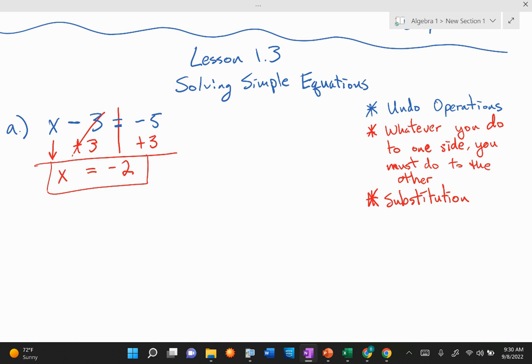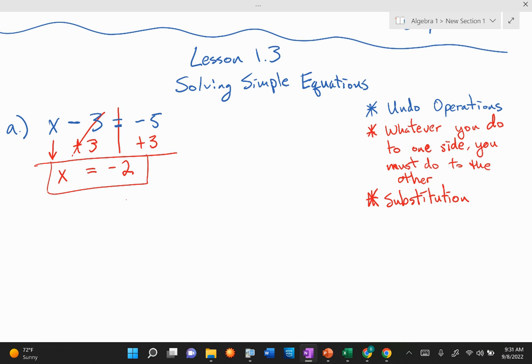I heard a question. How did I get from where to where? Negative 5 to negative 2? Is that what you're talking about? So we had to add 3 to both sides. So when we add 3 to a negative 5, negative 5 plus 3 is going to take us to a negative 2. Okay, hold on, guys. Stay with me, please.